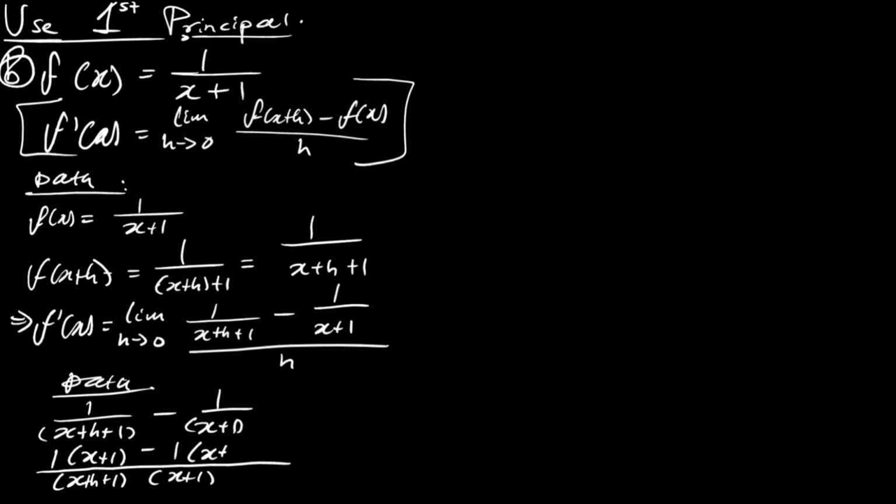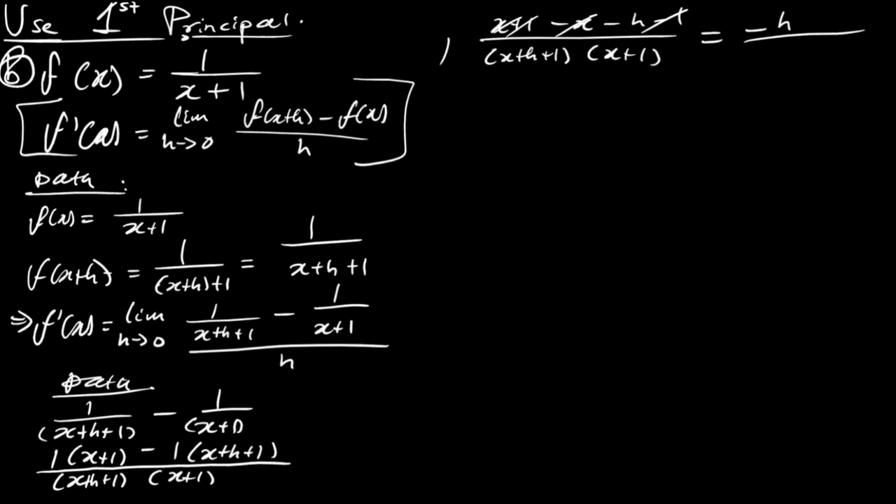So this is going to be x plus h plus 1. If we simplify furthermore, this will be x plus 1, because 1 won't change anything. Then the minus 1 multiplies everything inside here. So we're going to have minus x minus h minus 1, and it's over x plus h plus 1, then x plus 1. So the x cancels out with the x, the 1 cancels out with the 1, and we end up having minus h over x plus h plus 1 and x plus 1. So now that we have it like that, we can put it back.